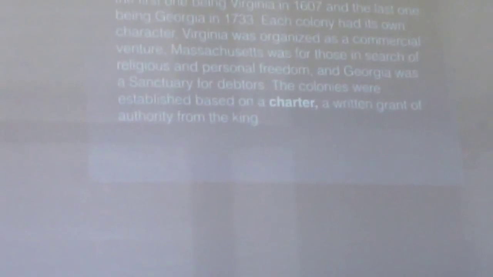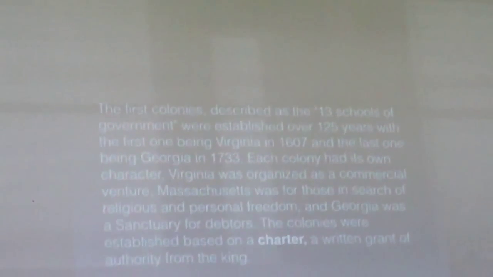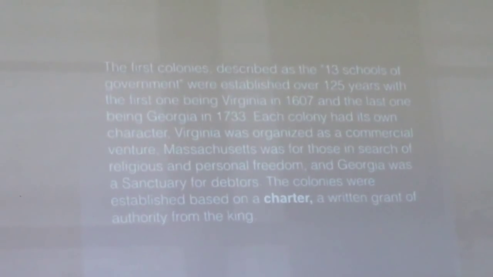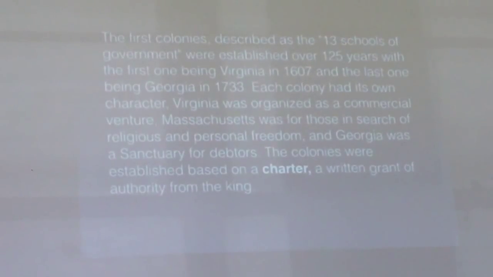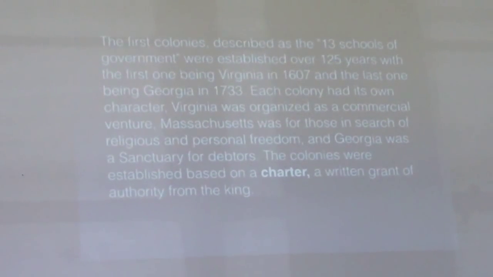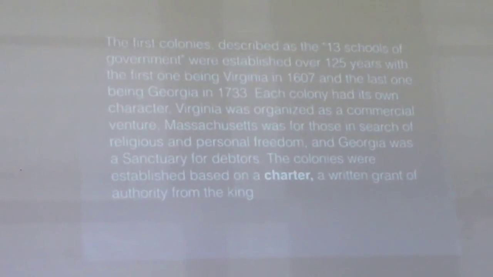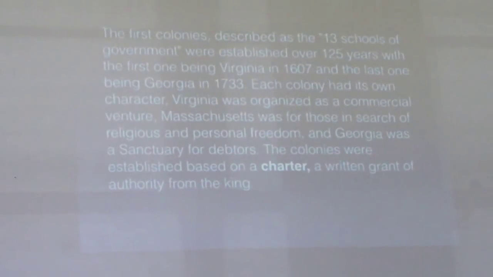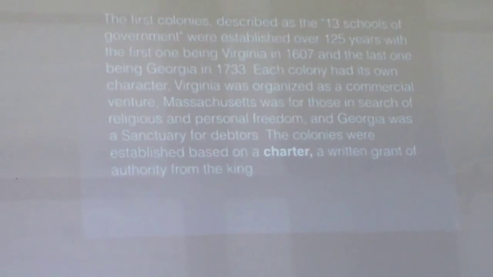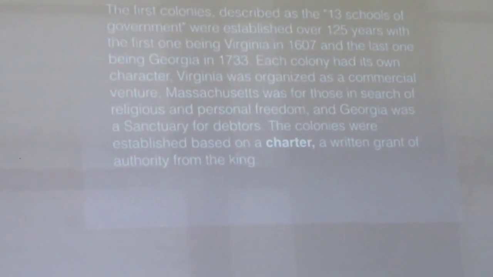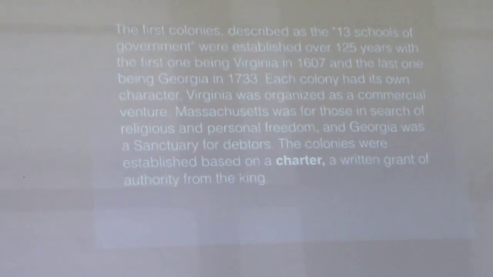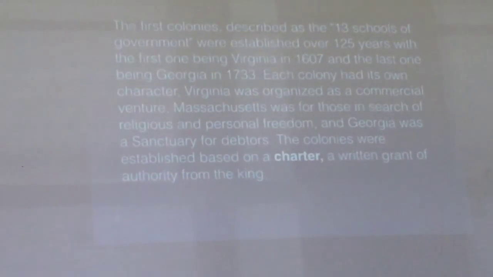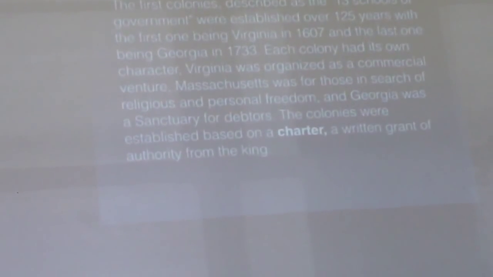The first colonies, described as the 13 schools of government, were established over 125 years, with the first one being Virginia in 1607 and the last one being Georgia in 1733. Each colony had its own character. Virginia was organized as a commercial venture. Massachusetts was for those in search of religious and personal freedom, and Georgia was a sanctuary for debtors. The colonies were established based on a charter, which is a written grant of authority from the king.